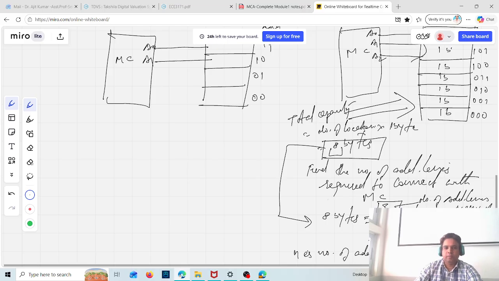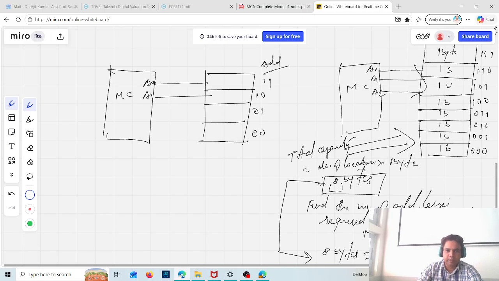If you want to confirm with the same formula, you can see this case also. Suppose 1 byte of data is stored here, 1 byte, 1 byte, and there are 4 locations, so there will be 4 bytes of memory chip capacity.